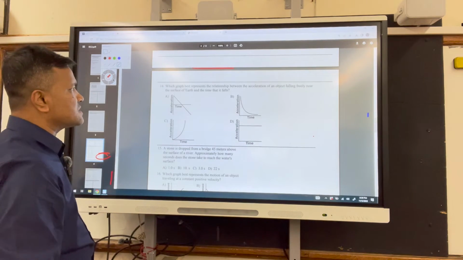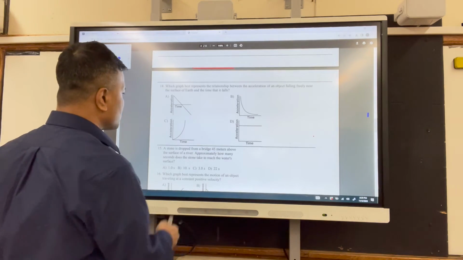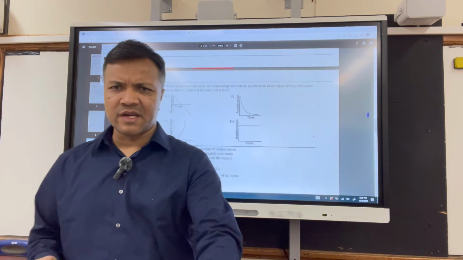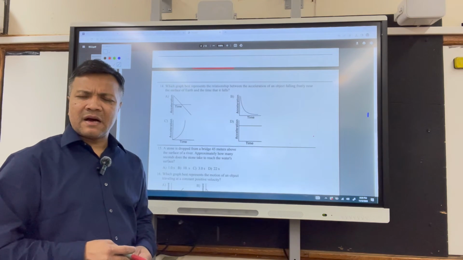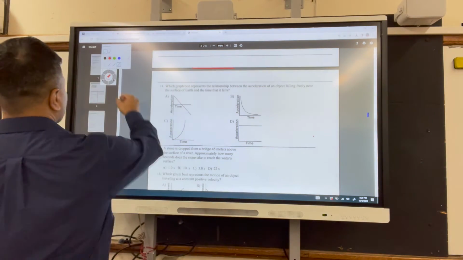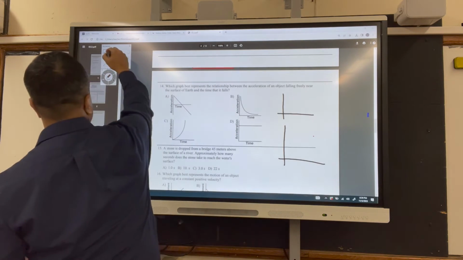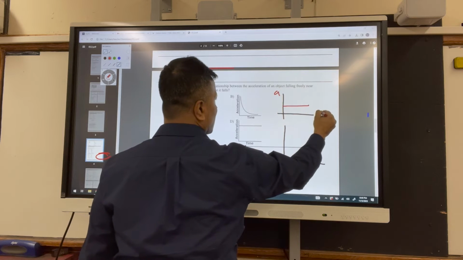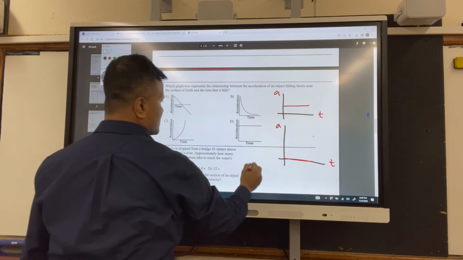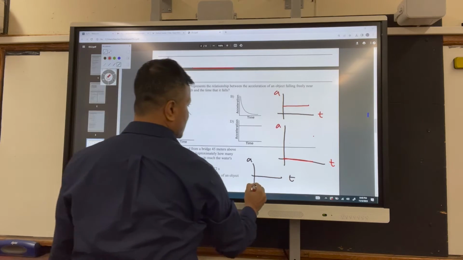Which graph represents the relationship between acceleration of a free-falling object near the surface of the earth? If you drop an object, acceleration can never be quadratic, and it can never be linear or diagonal. Acceleration can be only twofold. It can be like this, or like this, or maybe like this, right? Acceleration has only three options. That's it.